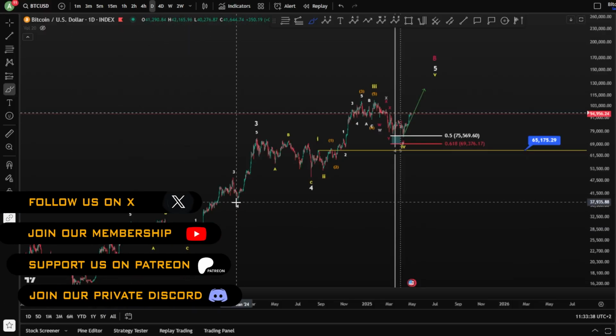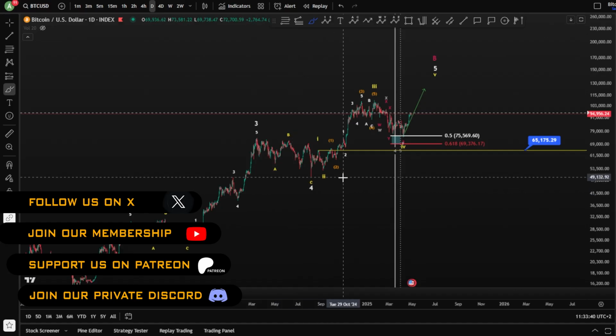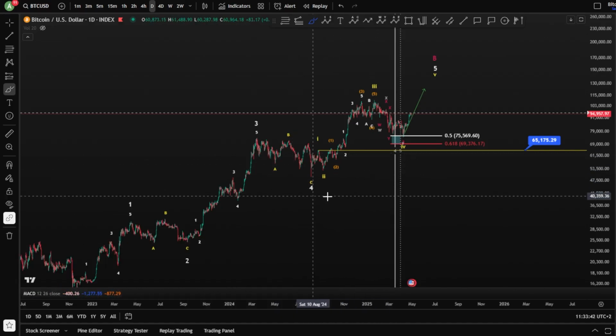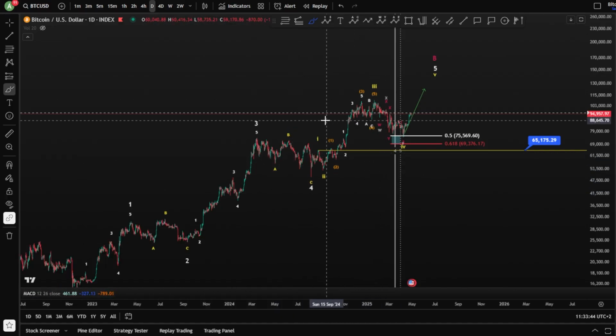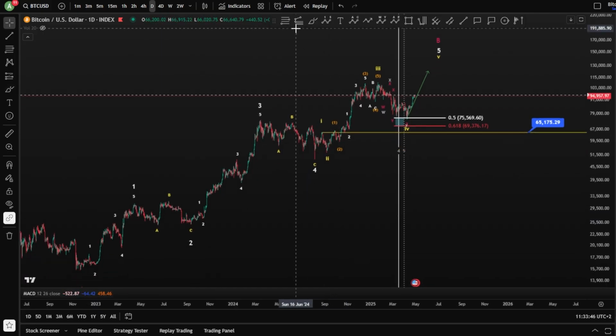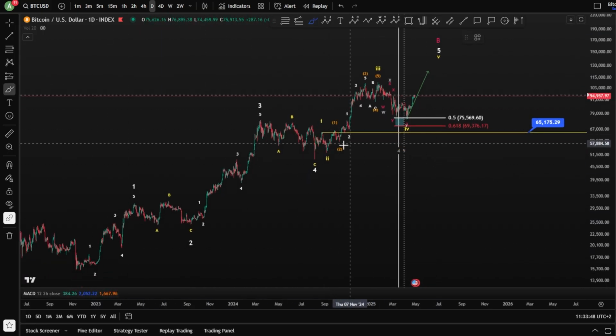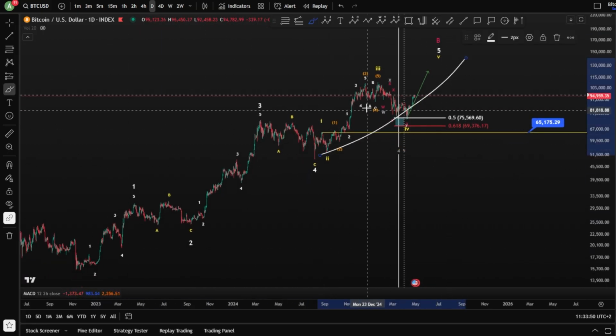Hello everyone, welcome to a new video for Bitcoin price prediction based on Elliott wave analysis, and we're gonna start today as well with a bullish scenario for Bitcoin after, of course, the bull run, which is unfinished yet, with an extended wave 5.